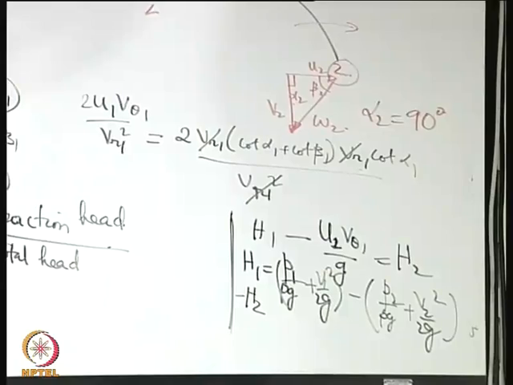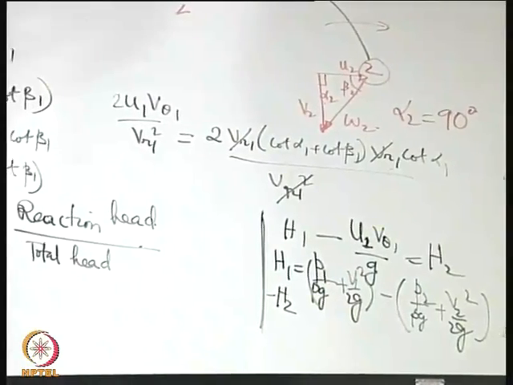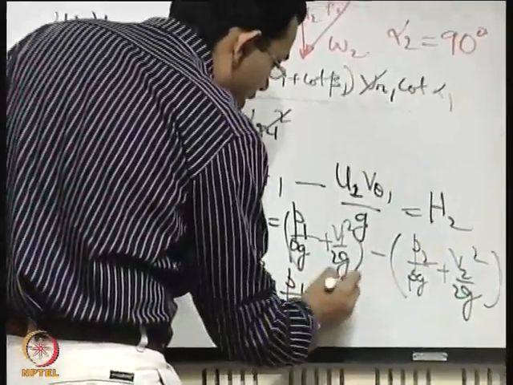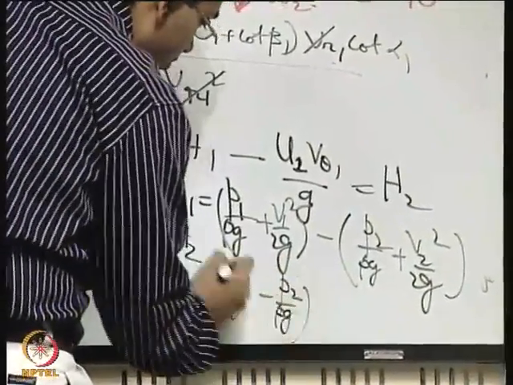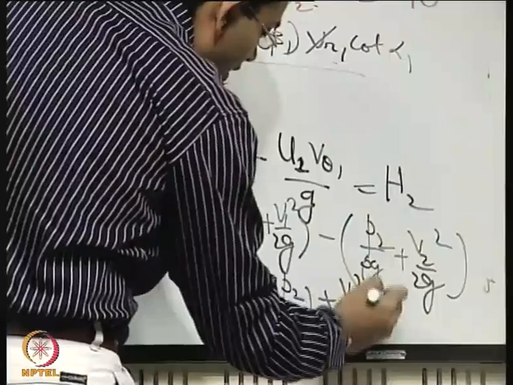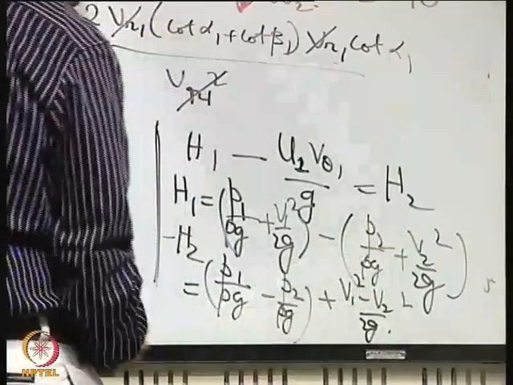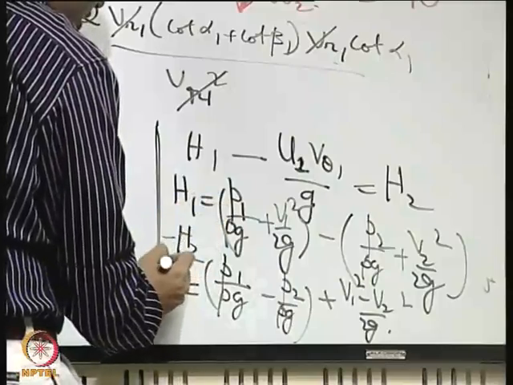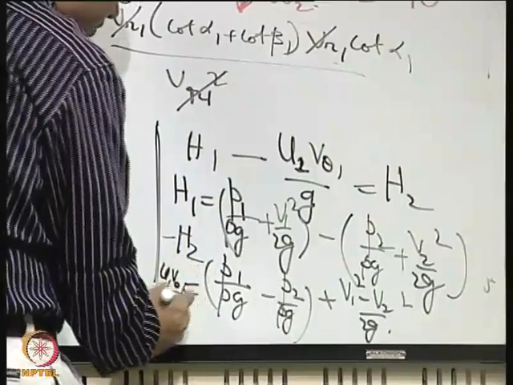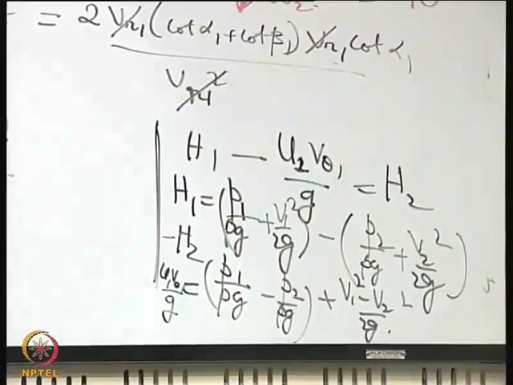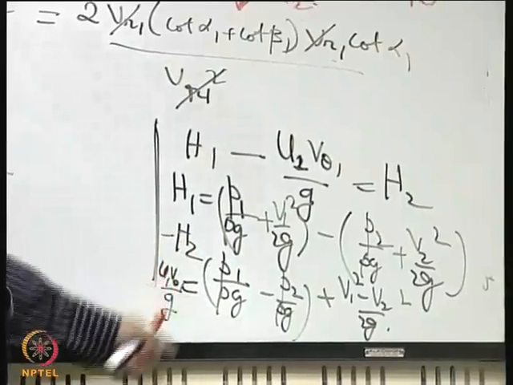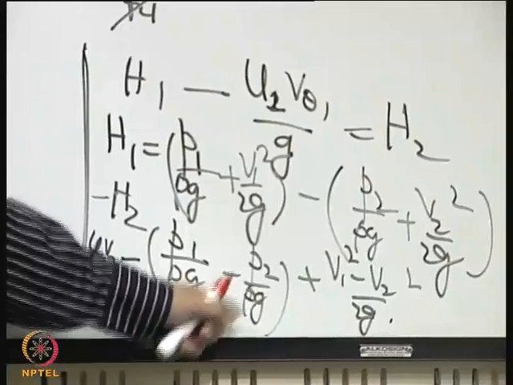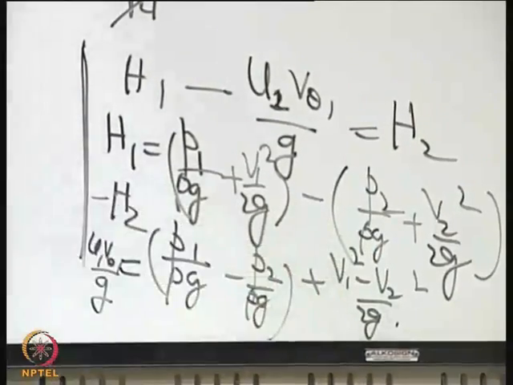So, what is the corresponding reaction head? The reaction head is, if you isolate the pressure part of it, P1 by rho g minus P2 by rho g, plus V1 square minus V2 square by 2 g. You can see that H1 minus H2, that is nothing but U1 V theta 1 by g, is a contribution from the two heads. The first part is the reaction head, that is the pressure head change, and the other part is the kinetic energy head change.